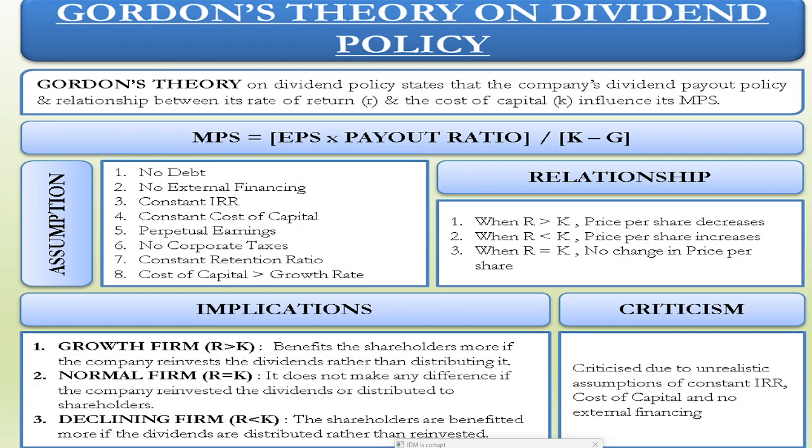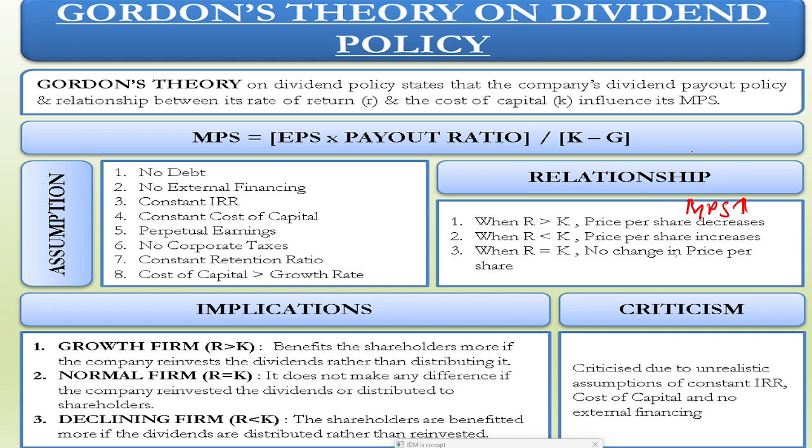So I hope the summary of the Gordon model is given here. Gordon has given these three conditions, meaning relationships. When R is greater than K, the price per share will decrease. If R is less than K, the MPS will increase. Then when R is equal to K, there is no change in the price per share.